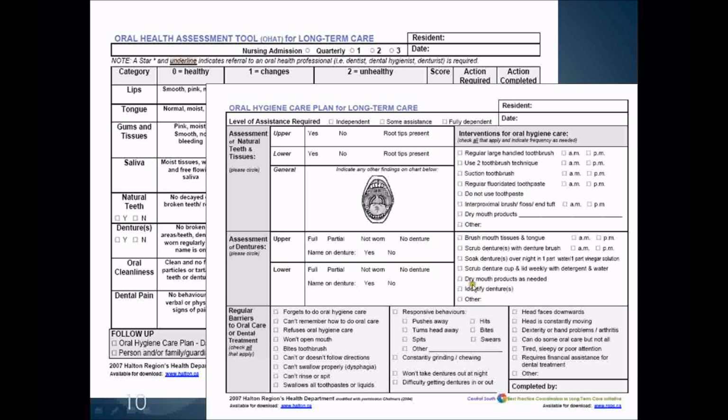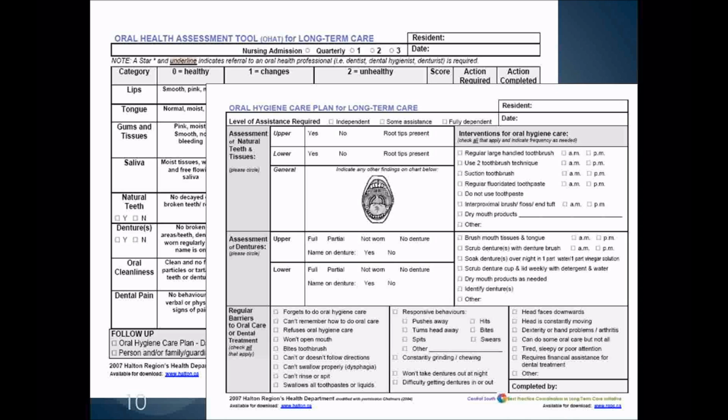This information would be entered under the Interventions for Oral Hygiene Care section in the upper right under the Other box. If there are splits at the corners of the mouth, you may wish to indicate specific areas on the diagram under the Assessment of Natural Teeth and Tissues so that caregivers are reminded to monitor for changes. An example will be shown in slide 13.